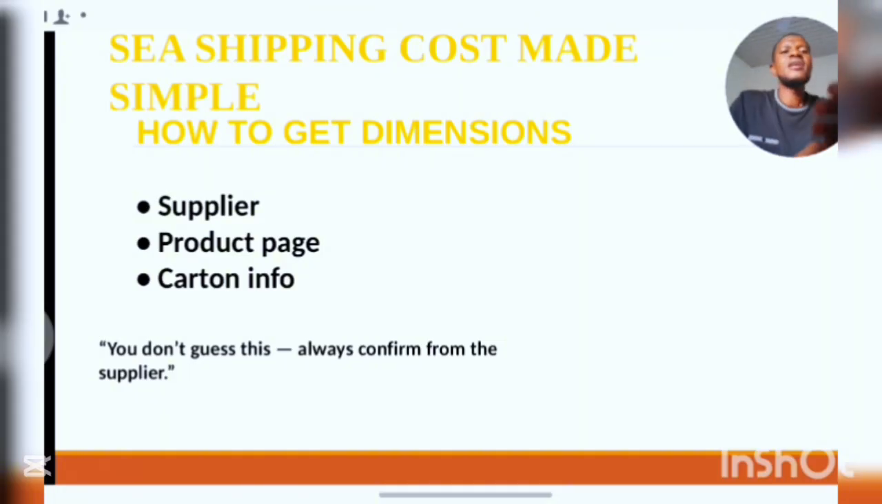The other thing is the carton info. Most of us have been buying things, and you see a box, and you see a barcode on the box, and going down you see 45 by 36 by 35. Those things are the dimensions. So it's the length, the width, and the height put together, and they've written it underneath. So that one becomes your dimension.